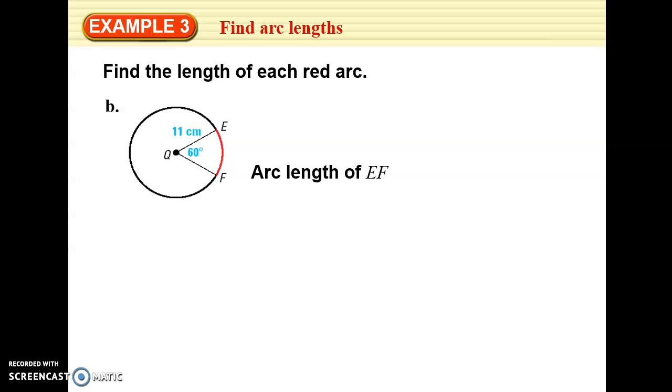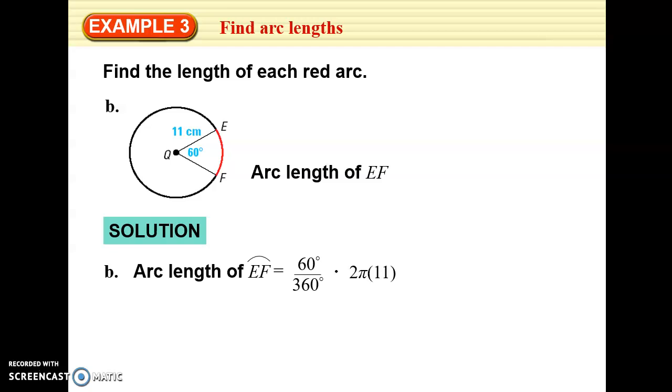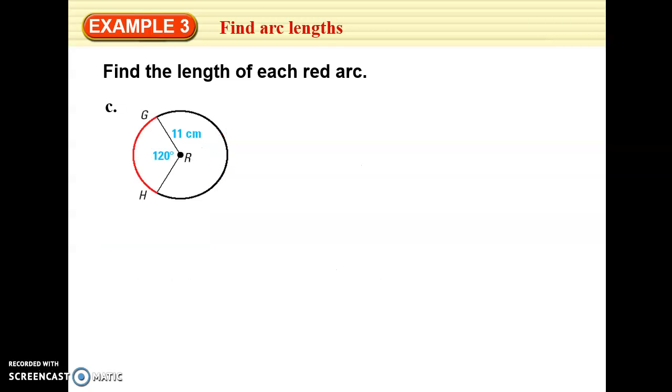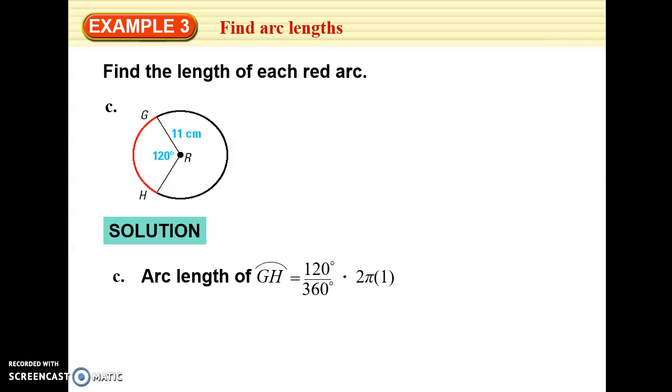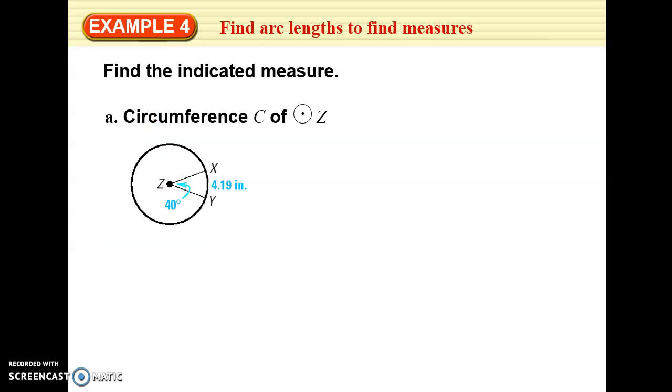Another example, this one, basically the same thing. Applying the formula of the proportion, it will be 60 divided by 360, 2 pi times 11.5 centimeters. Find the length of each red arc. Again, the same situation. We have the measure of the arc here. If we have 11.5, it will be 120 divided by 360 times the circumference. Okay, that will be the solution.